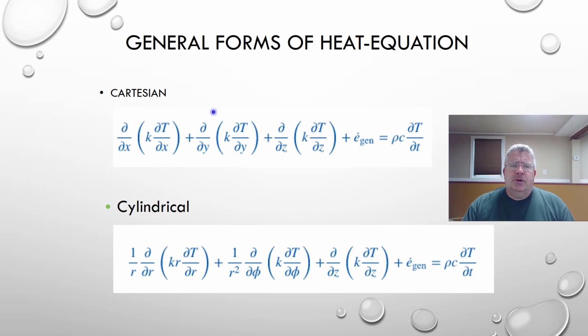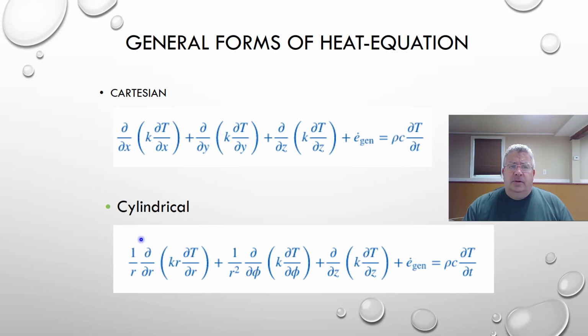So where we're going to start off is with both the Cartesian and the cylindrical form of the heat equation. On the left-hand side, you see that there are terms dealing with each of the particular coordinates: in Cartesian x, y, and z, and in cylindrical there's r, the radial, phi, the azimuthal, and z, the longitudinal. Now they're all second-order terms, and they each contain the thermal conductivity of the material.